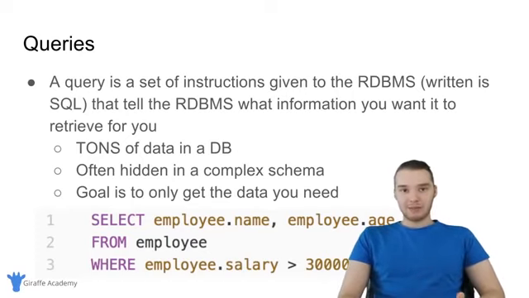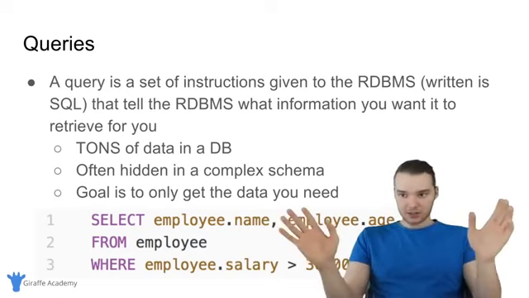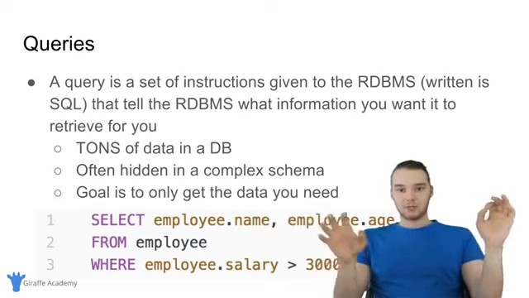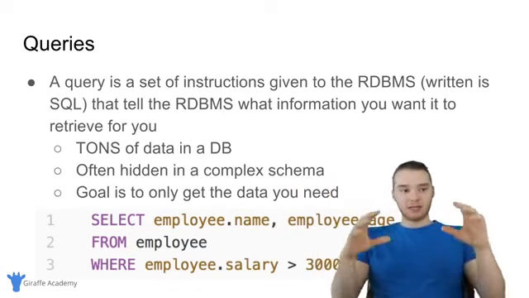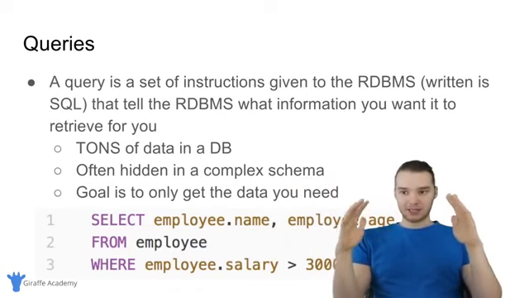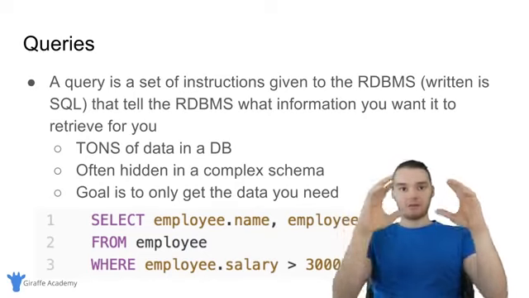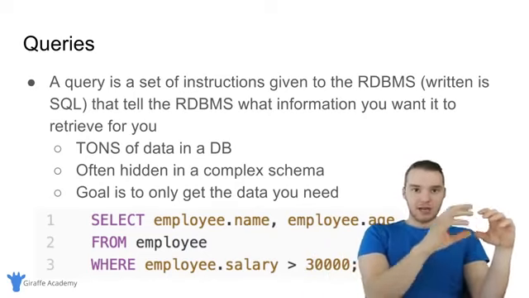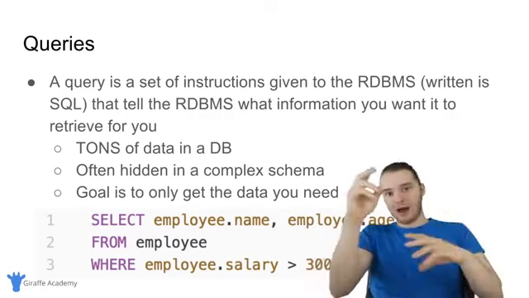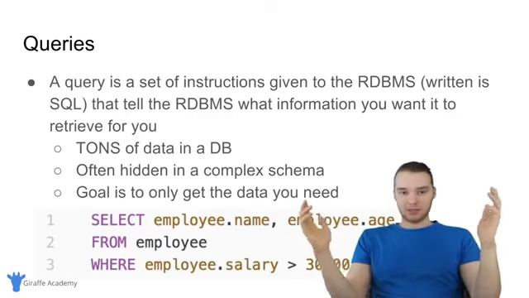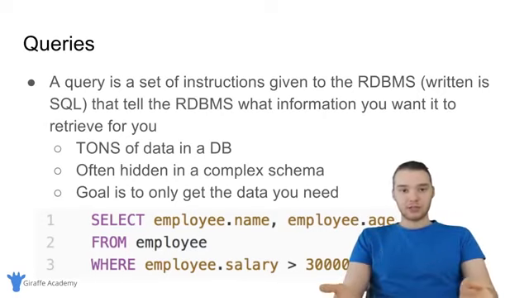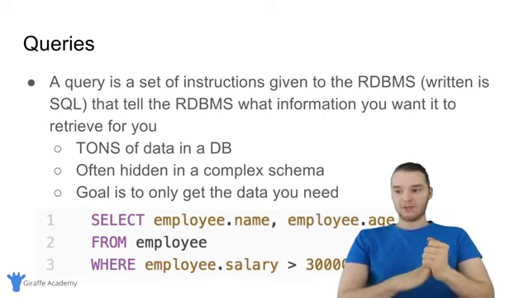So if you have a database that has millions or billions of records in it, there's tons of data. And a lot of times that data is spread out across different tables, right? It's sort of hidden in this complex schema. You know what I mean? You have one piece of information stored over here, and then another piece over here, another piece over here in different tables, and you want to grab all the information and organize it in a specific way. We can use queries in order to tell the relational database management system to do that for us.